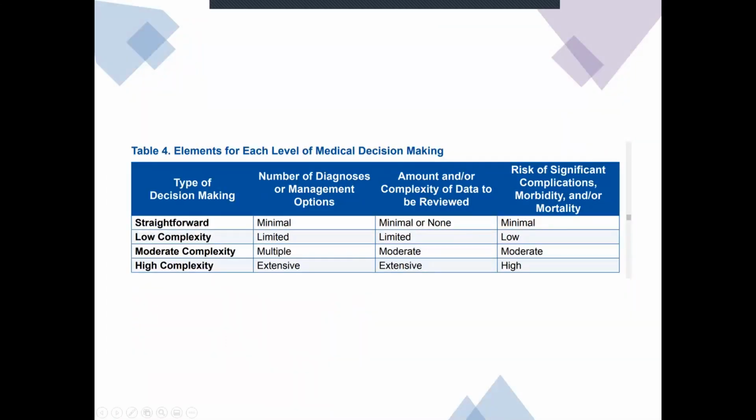So in terms of medical decision-making, it again comes down to whether it's straightforward, low complexity, moderate complexity, or high complexity. And again, it's based on how many diagnosis or management options, how much data you need to look at, and again, what's the risk that the patient's going to become sicker.